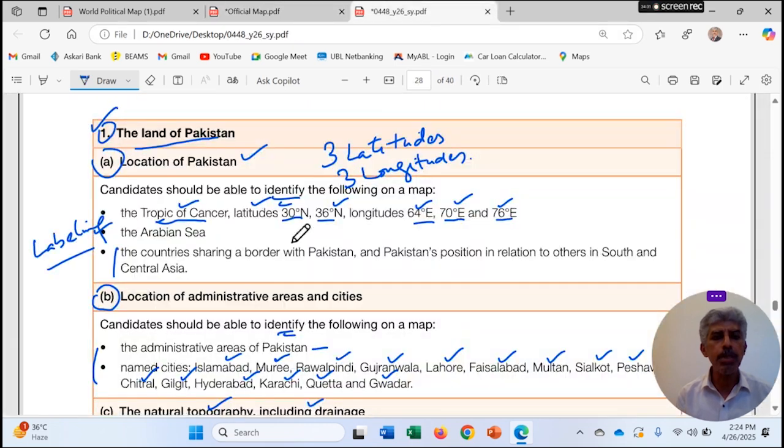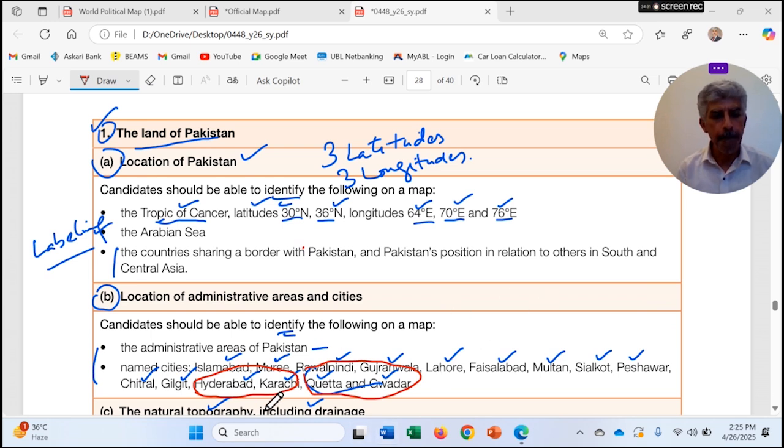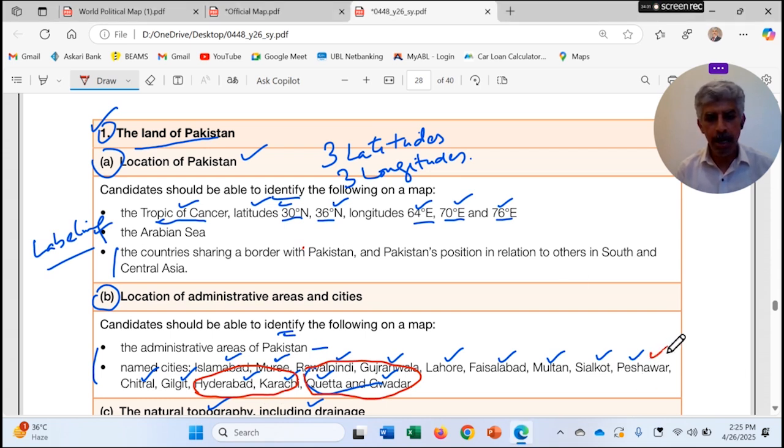And again going to the syllabus to clear you up, so Karachi and Hyderabad, these two cities I labeled on the map: Quetta and Gwadar from Balochistan province, and Hyderabad and Karachi from Sindh province, and a few are from the Punjab province, and you can say 2 cities from Khyber Pakhtunkhwa. Number 1 is Peshawar and number 2 is Chitral.